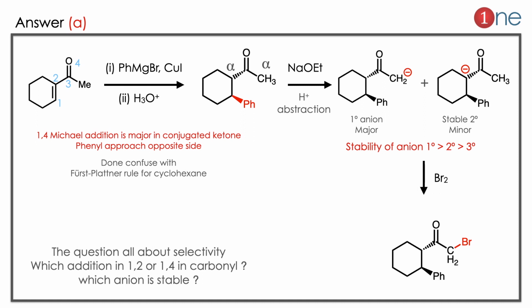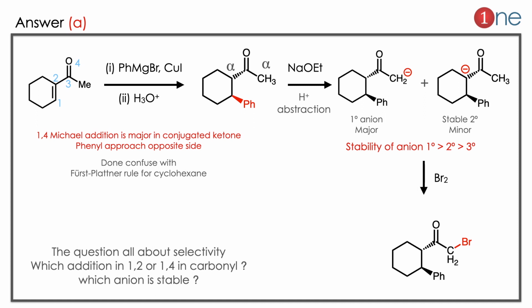Then you are using sodium methoxide. There is a 2 alpha hydrogen removal. So which one will be stable? Always the primary anion is stable, secondary is least stable. If you know the stability of anions, primary is more stable than secondary. So primary is the major one and the product will be brominated in the abstracted position. So the answer is clearly A.